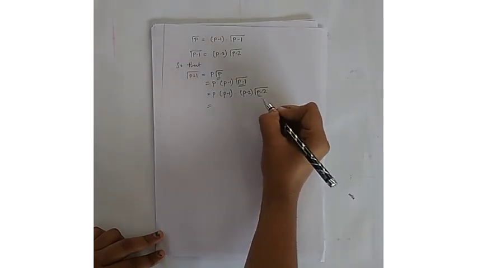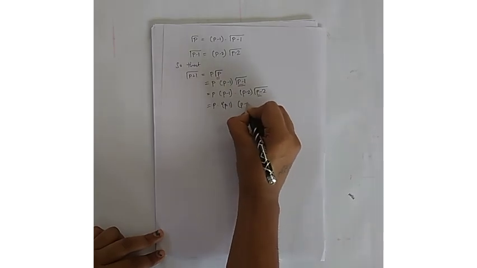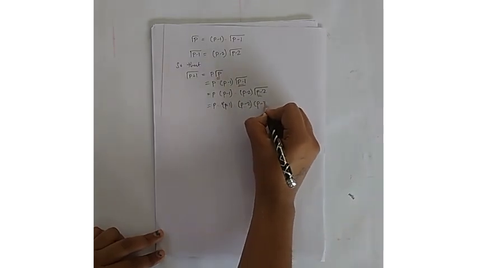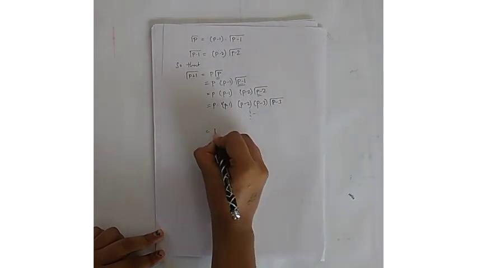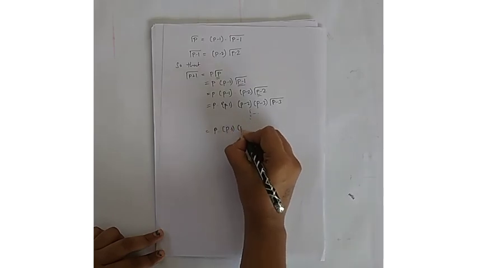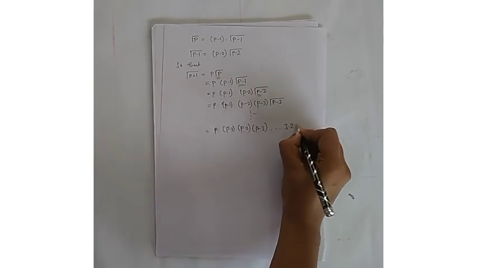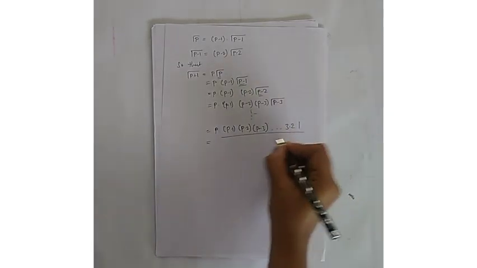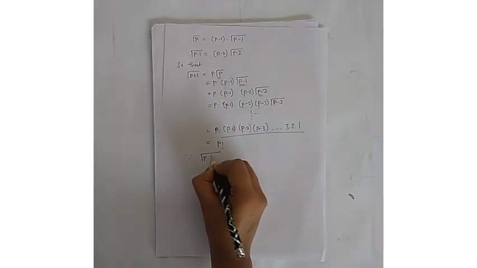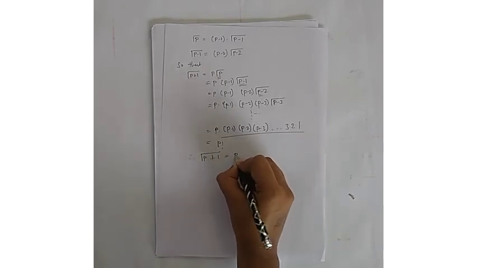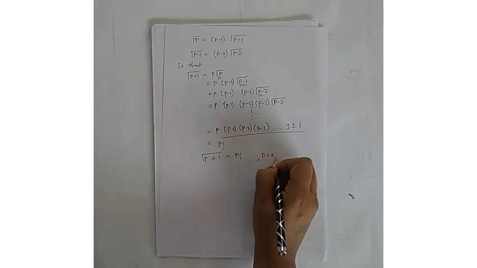Again putting the value of gamma p minus 2, we get p into p minus 1 into p minus 2 into p minus 3 into gamma p minus 3. If I continue this process, we get p into p minus 1 into p minus 2 into p minus 3 and so on, down to 3 into 2 into 1. This is p factorial. So I have that gamma p plus 1 is equal to p factorial, and this holds only for p strictly greater than 0.